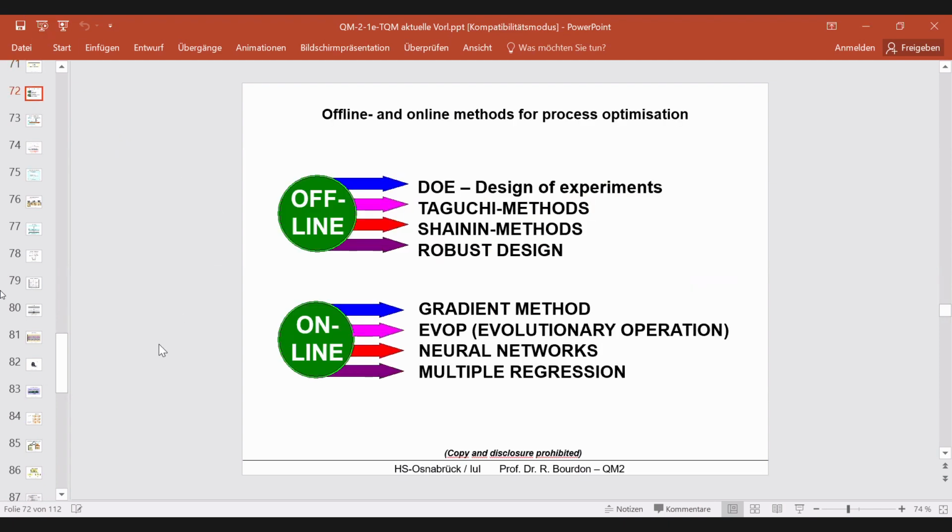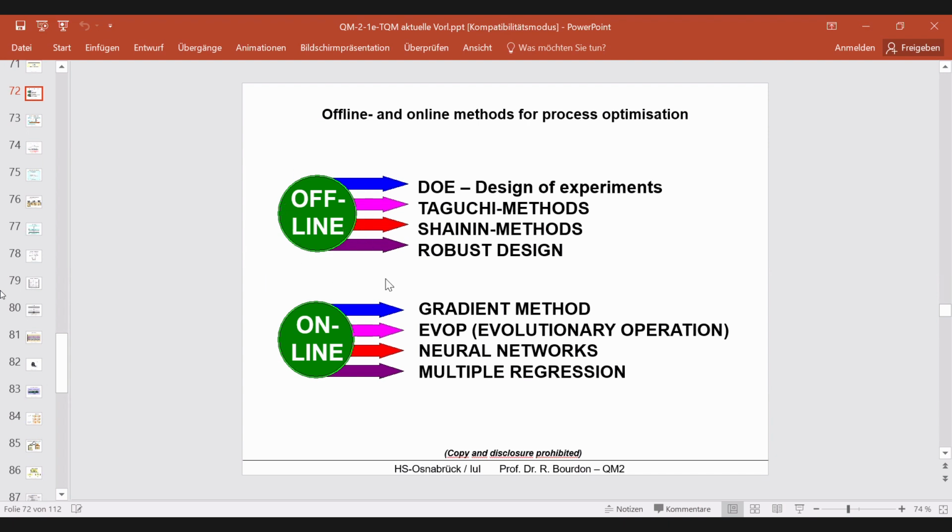Well, at first you have to know that for process optimization there are offline methods and online methods. The DOE methods belong to the offline methods. This is the traditional DOE, but also Taguchi methods, Shainin methods, all developed and invented in Japan, and also robust design. This belongs also to the DOE. And all the DOE methods are offline.